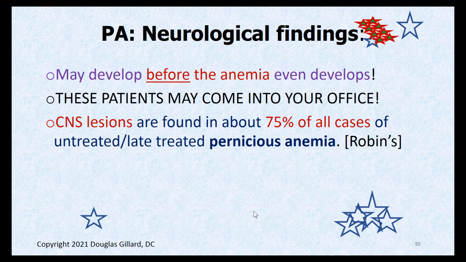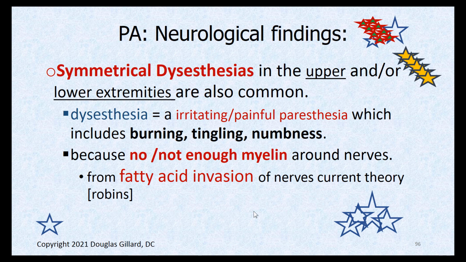It can become painful. And some of these neurological findings in pernicious anemia may occur before the anemia even shows up. So these patients may come into your office with this dysesthesia, this weird pain. They've gone online and they think it's sciatica, but it's not sciatica because it's in their hands and their feet. And so they present with a symmetrical dysesthesia, which is seen in the upper and lower extremities. That's incredibly rare for that to be any type of disc herniation.